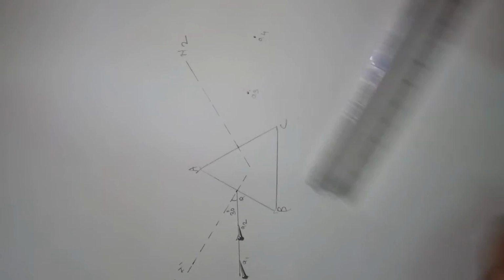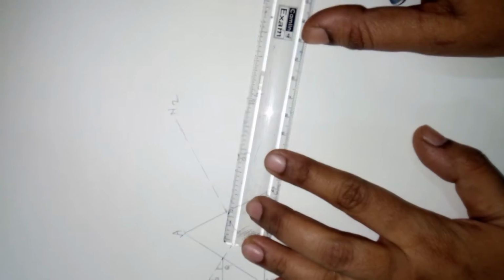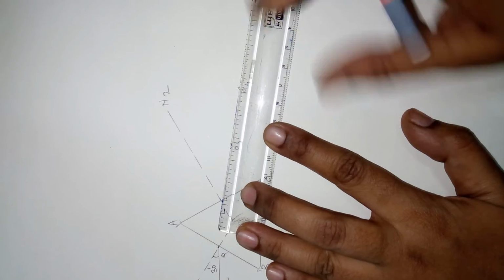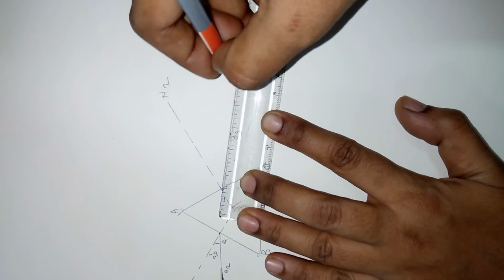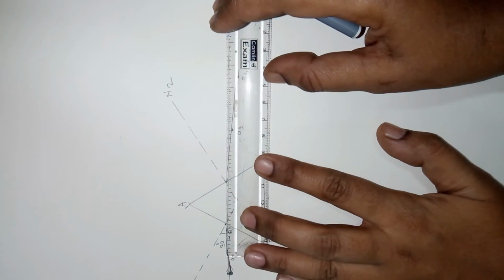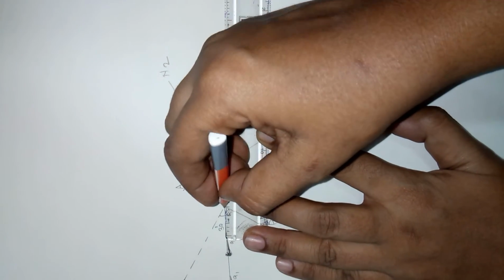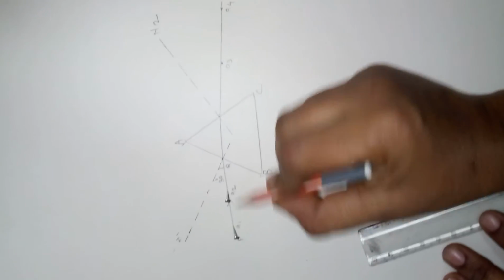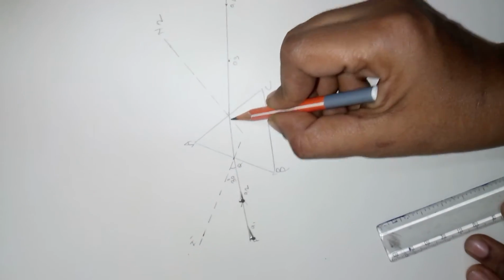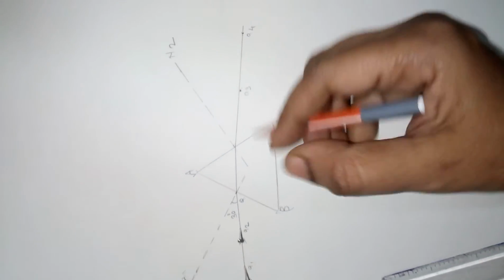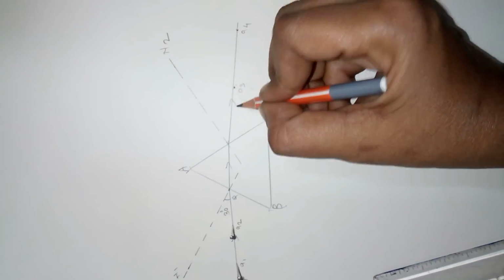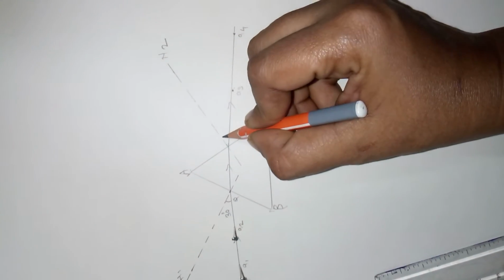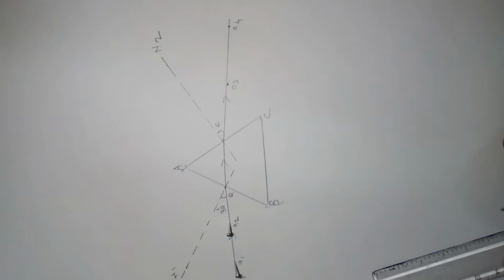Then join these points. And this is the actual refracted ray. This is incident ray, this is refracted ray, and this is emergent ray. This arrow shows the path of that light, and this is angle of emergence.